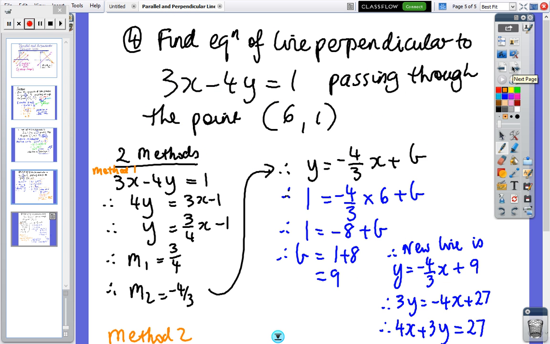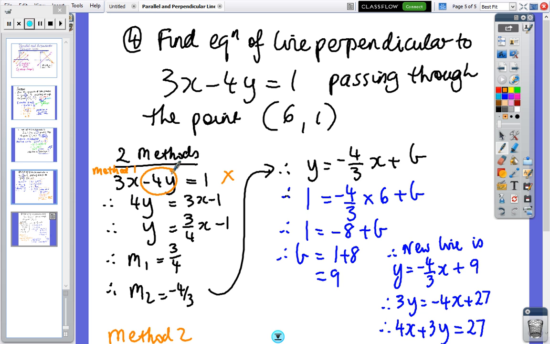And the last one we're doing is equation of a line perpendicular when the equation is given in general form. Now I'm going to show you two methods, and I'm going to show you the long slow method that I used to do all the time, but there's a nice quick method. So the first method is take the equation and rearrange.